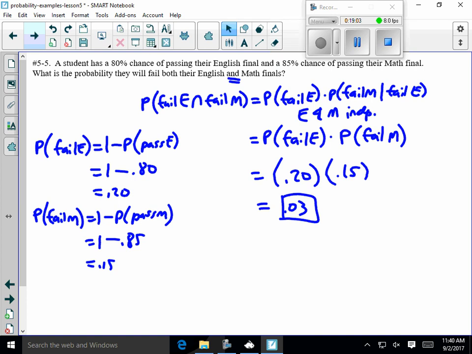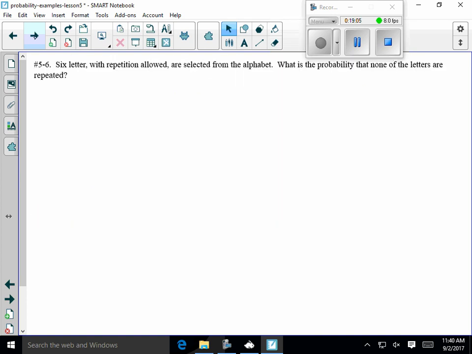Okay, let's look at another problem. It says 6 letters with repetition allowed are selected from the alphabet. What's the probability that none of the letters are repeated? So pause the video, give this one a try, and then unpause.